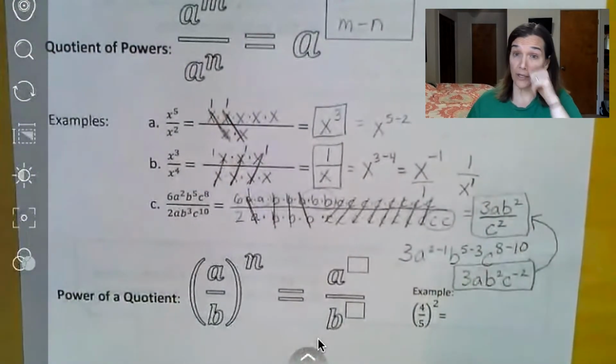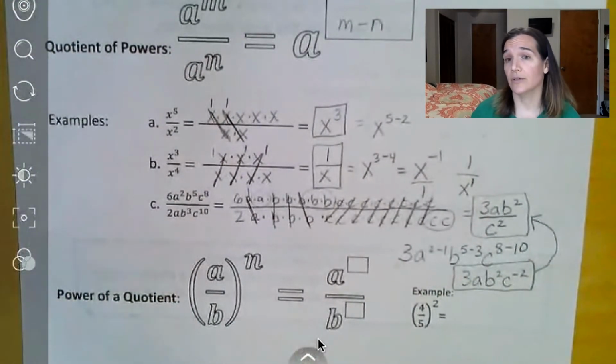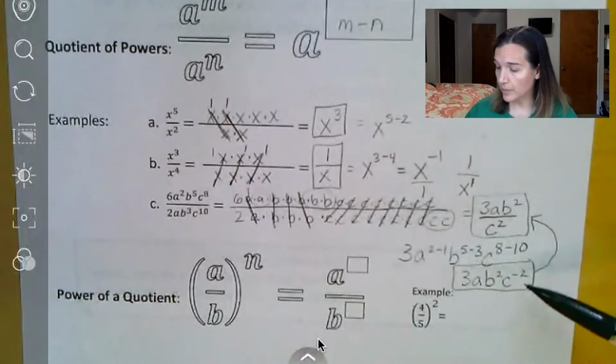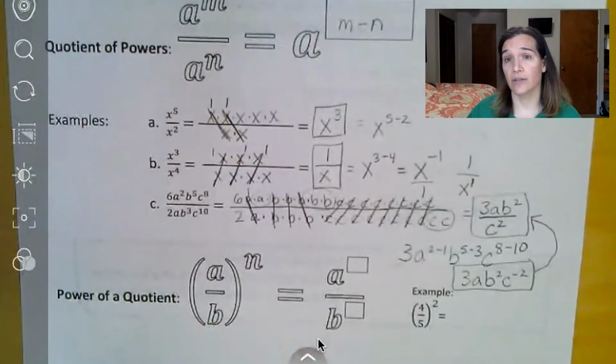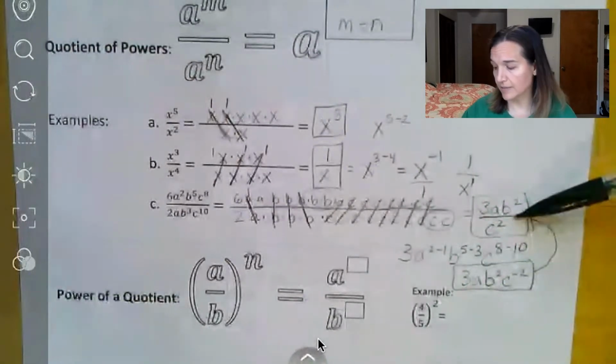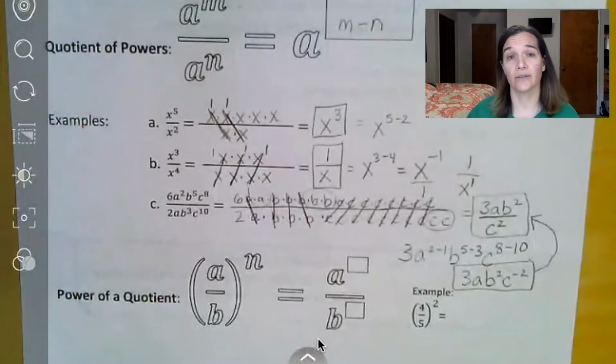Except, remember, we don't want negative exponents in our final answer. So in order to make it positive, we move it to the denominator, and we get c squared down in the denominator. So this is the technically correct answer when you're finally finished.